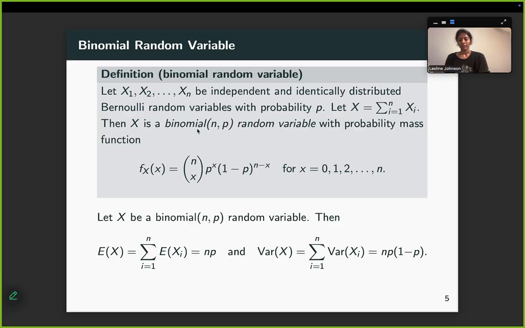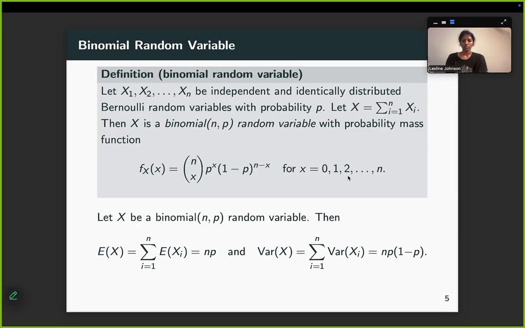We can write it as Binomial(n, p), where n is the number of trials, or the number of random variables, and p is the probability of success. And we can write it as the probability mass function below: n choose x, times p to the x, times 1 minus p to the power of n minus x, for x equals 0 all the way up to n.